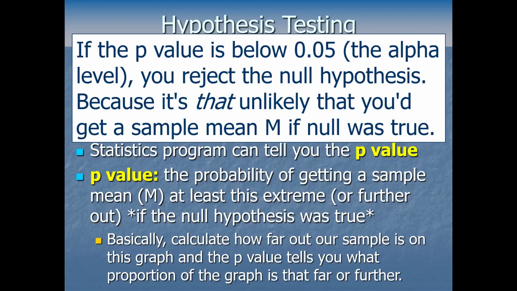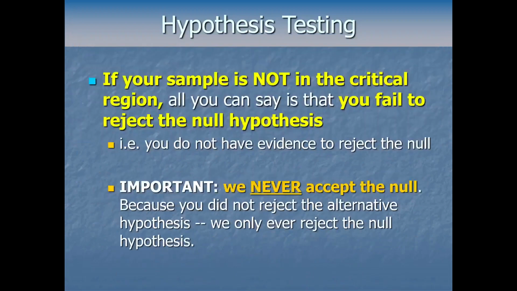If the p-value is below 0.05, whatever our alpha level is, but usually 0.05, you reject the null hypothesis. It's just that unlikely. So if your p-value is very, very small, then it's very unlikely that you would get a sample mean m if your null was true. So that's the idea of hypothesis testing. That's what we're doing with inferential statistics when we try to make a conclusion about the population based on a sample we've taken of a given sample size. So if our sample mean is extreme and unlikely enough, we can reject the null hypothesis.